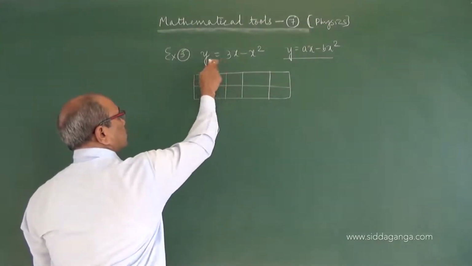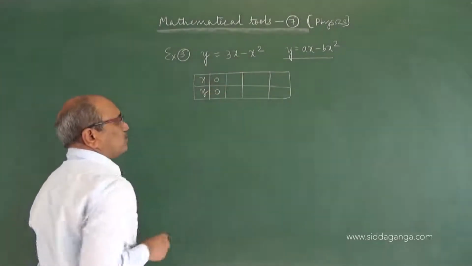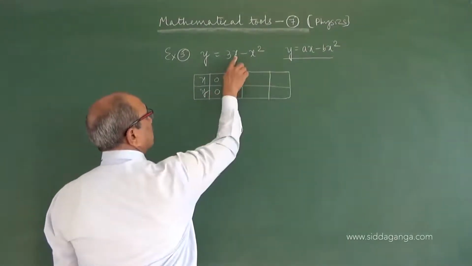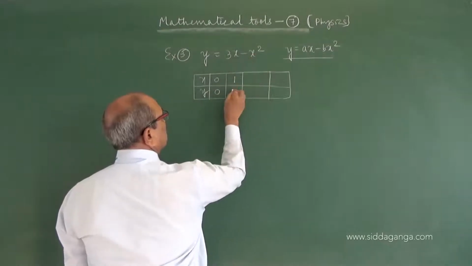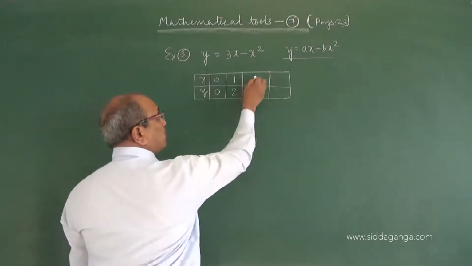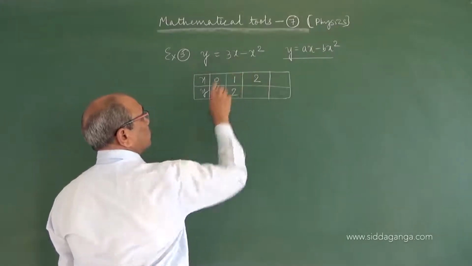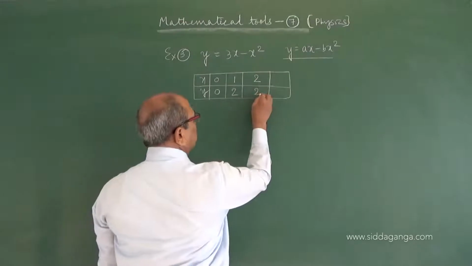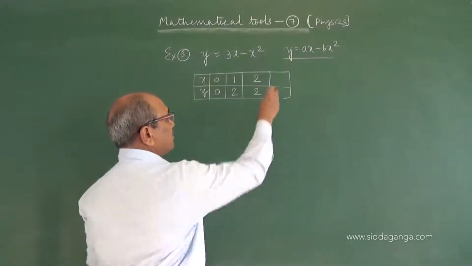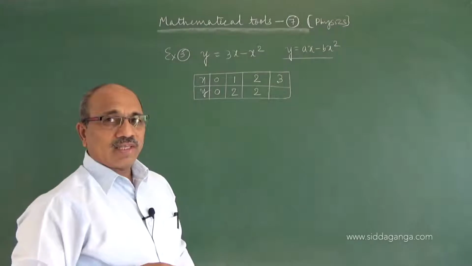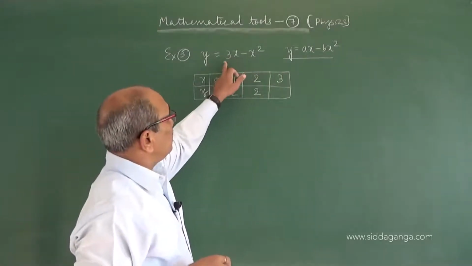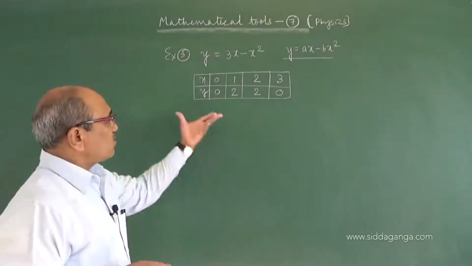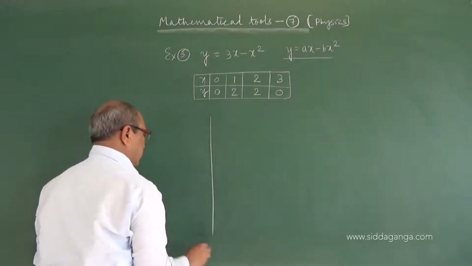If I take x as 0, you get 0. If I give 1, it becomes 3 minus 1, which is 2. If I give 2, 3 twos are 6, 6 minus 4 is 2. If I give 3, 3 threes are 9, 3 square is 9, the answer is 0. So I have 4 points. Let us try to get the graph for this.